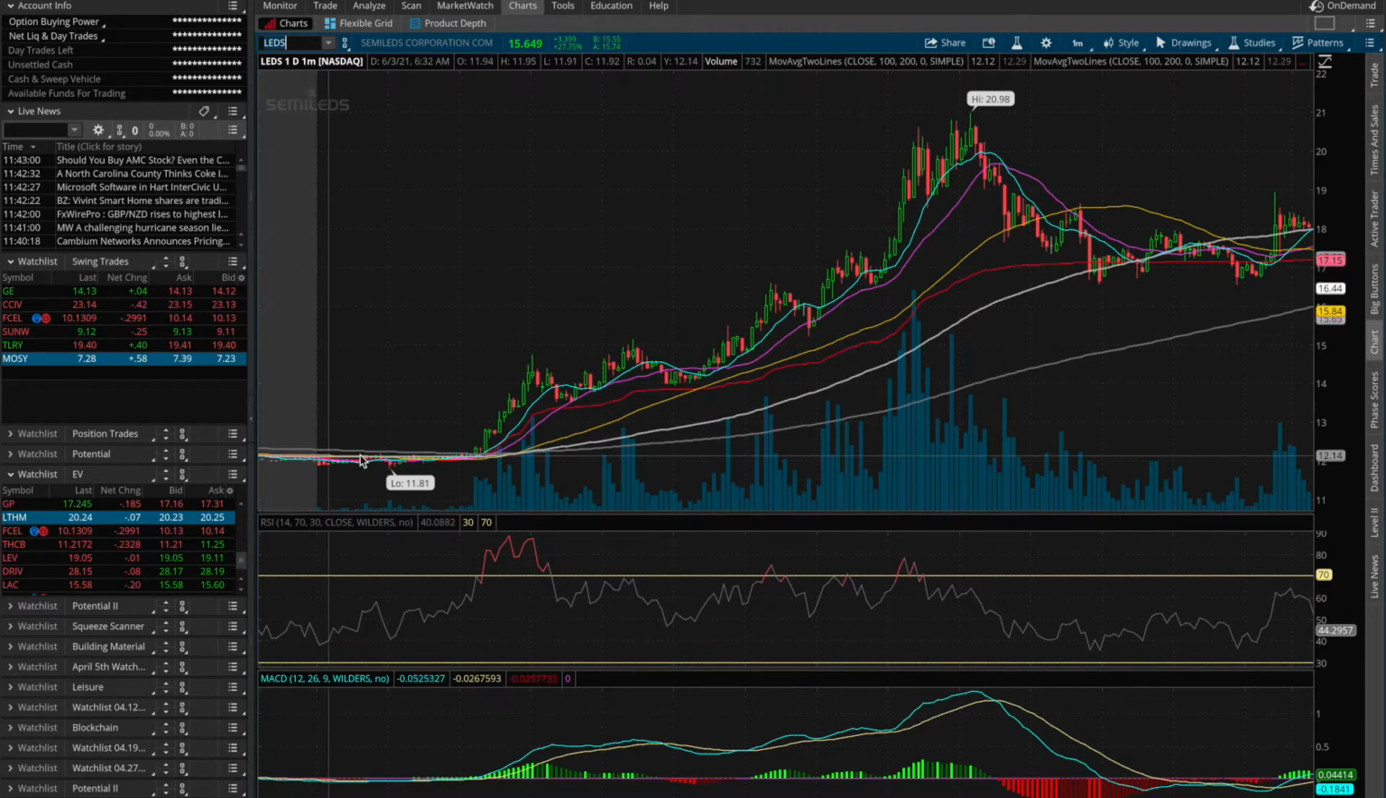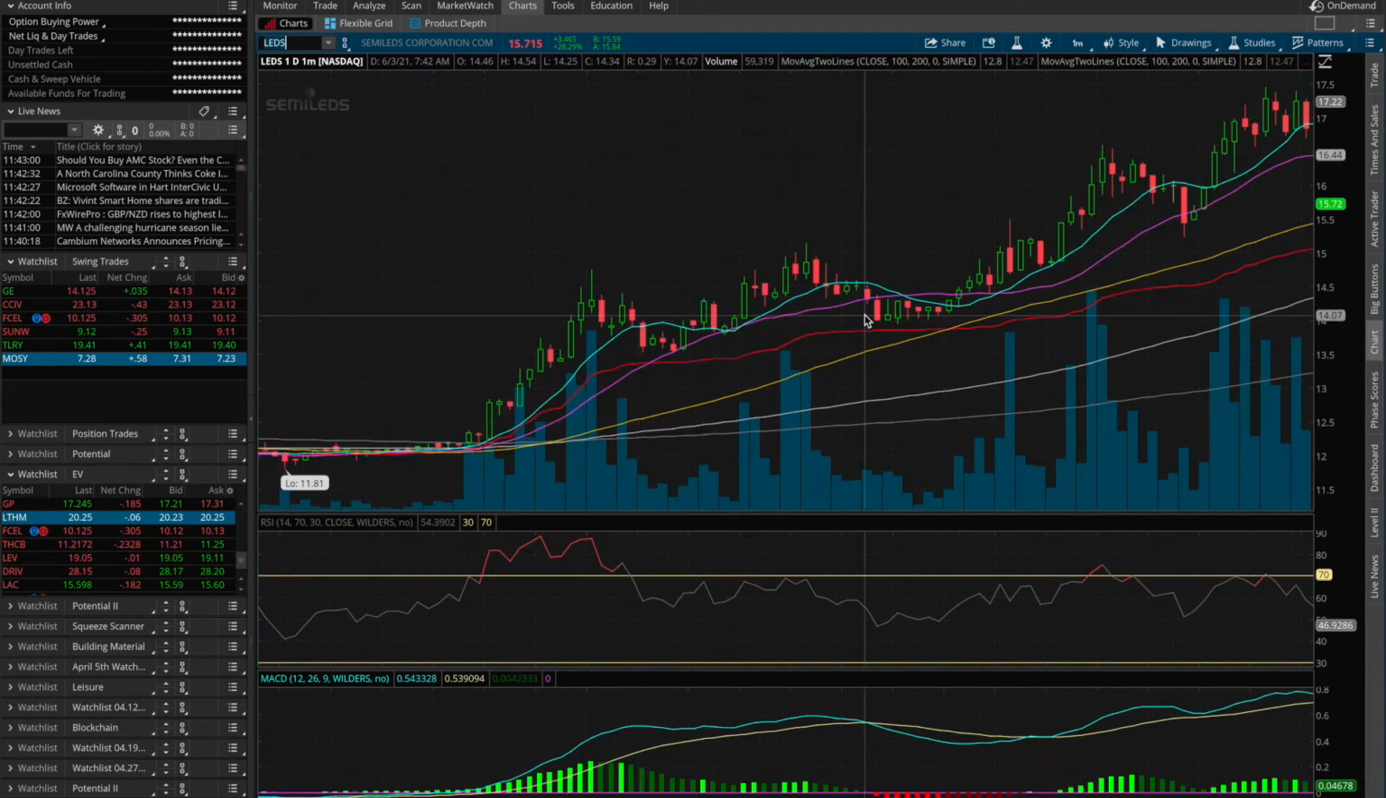In this case, we can see that very early in the morning, LEDS had very strong volume that broke it above the 10 and the 20-day moving average. The stock moved up, but notice that when it strayed a little too far away from those moving averages, it needed to correct back down. This is when the RSI begins to become a very useful indicator.